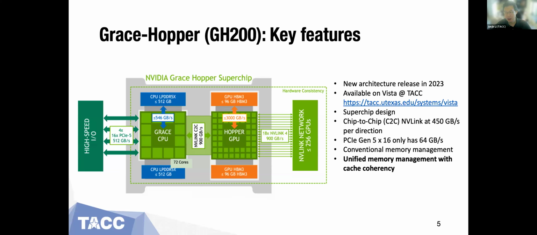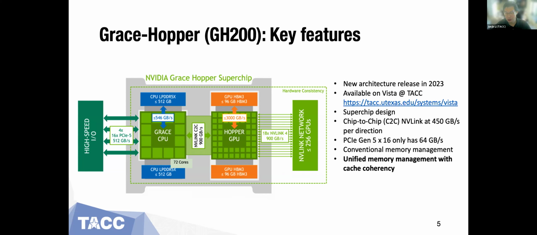To put this into perspective, the most common GPU interface that you're going to see on servers is going to be PCIe Gen 5 with 16 lanes, and that can only deliver 64 gigabytes per second. So the chip-to-chip NVLink is going to be 7x faster than the conventional PCIe bus.